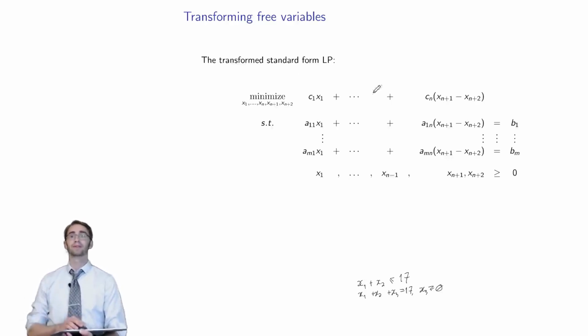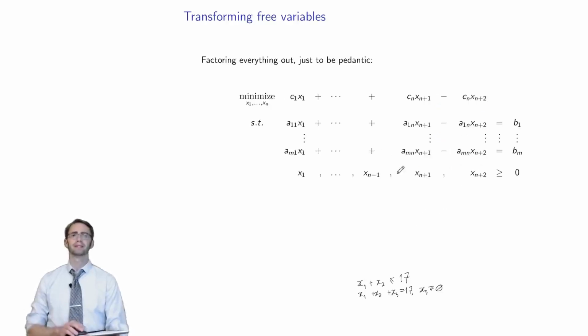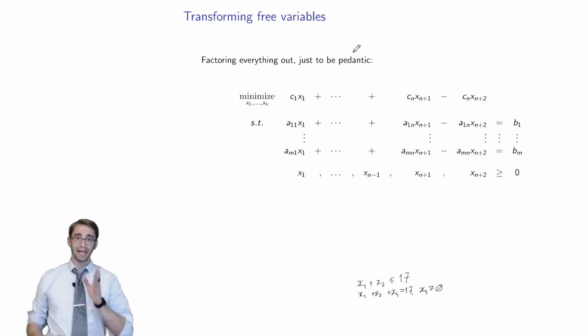So the transformed LP now looks like this. xn no longer lives anywhere here. I just have xn plus 1 minus xn plus 2 everywhere throughout. And if you want, you can expand this out just to be pedantic and get the standard form LP there. So those are the three tricks that you've now learned that tell you how to transform any linear program into standard form.